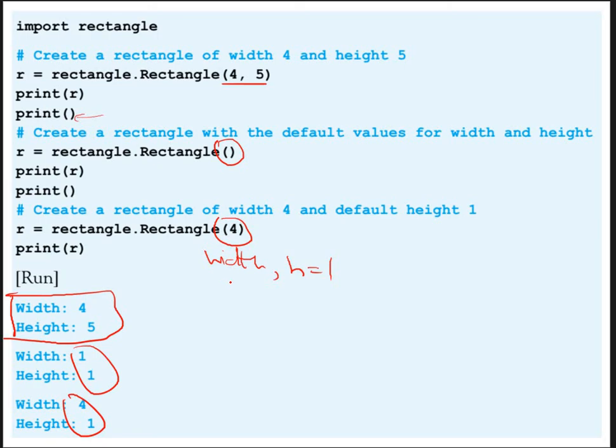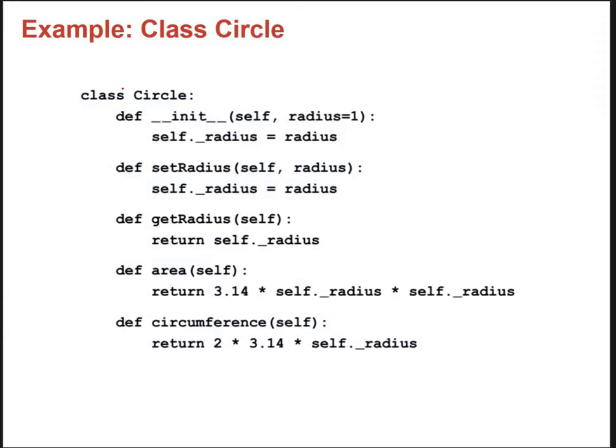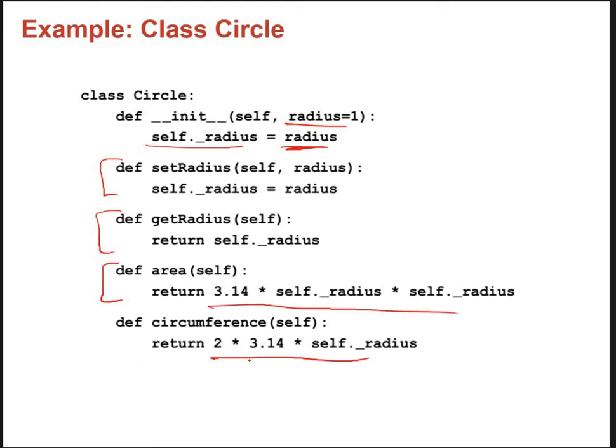So this is just another example of classes, of circles, right? So in this one, you again have the default value for radius, right? So it's just self dot underscore radius equal radius. It creates a circle with radius 1 by default, but you can change that with the set method. You can check what the radius is with the get method. This is part of the worksheet. So the area is pi r squared, and this calculates the area, and this calculates the circumference. Okay.